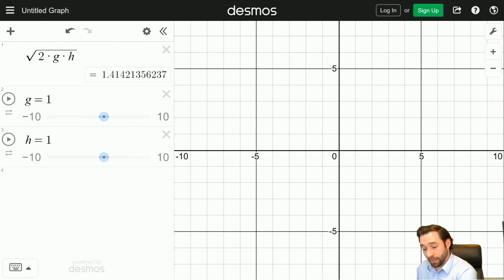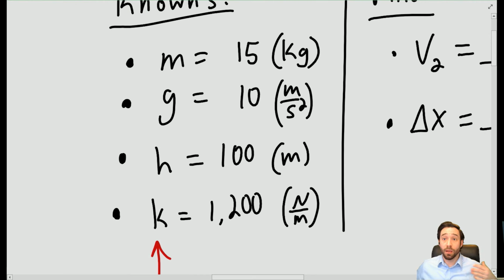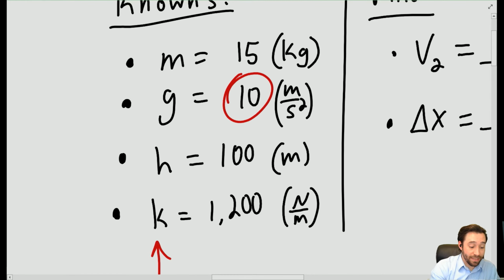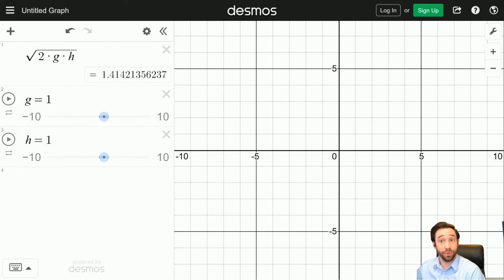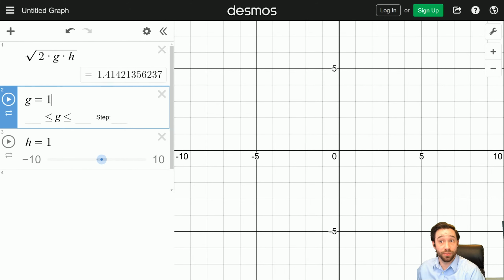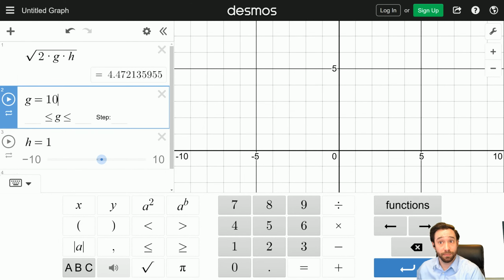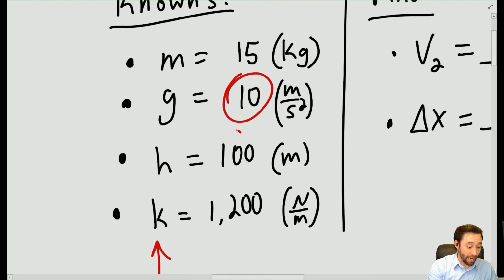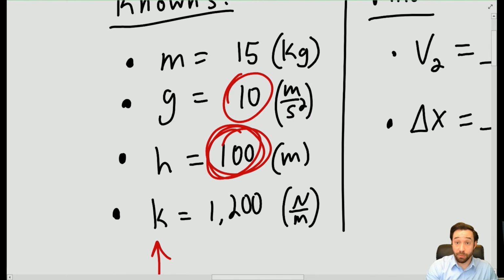So if I go back and I look at this, the value for G, the acceleration due to gravity, is going to be 10. So what we do is over here, G equals not 1, but 10. Easy peasy. Then I go back, the value for H, the height, is going to be 100.